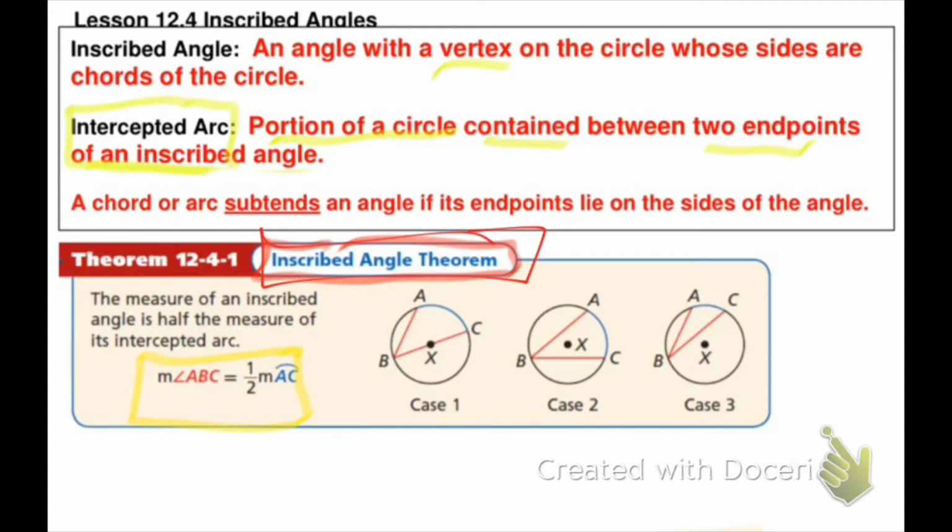Now, there's really three cases of your inscribed angle. Case one is that one chord goes through the center, making it the diameter. Next, the center of the circle is in the middle of the angle. And last is that the center is outside of the inscribed angle. So that's three separate cases that you might come across.